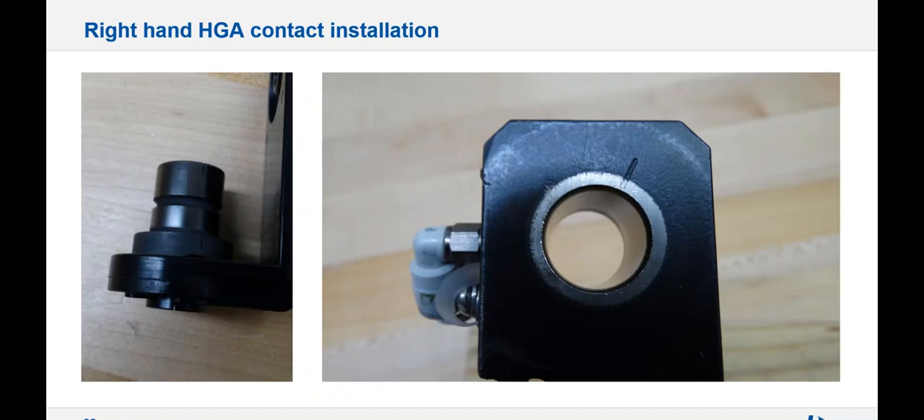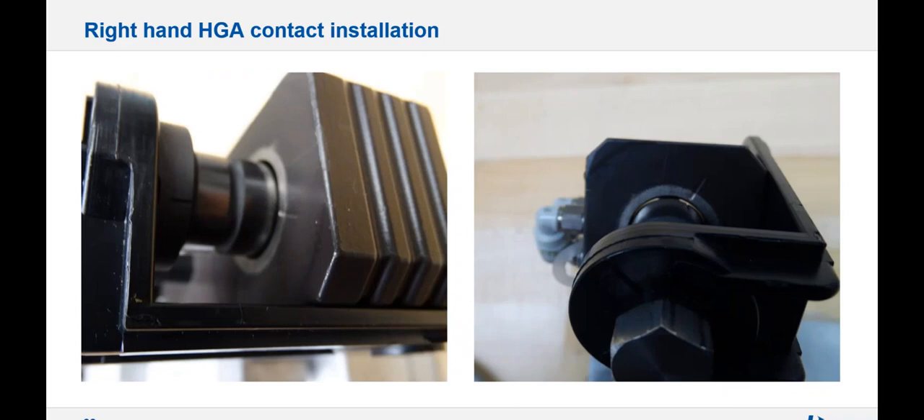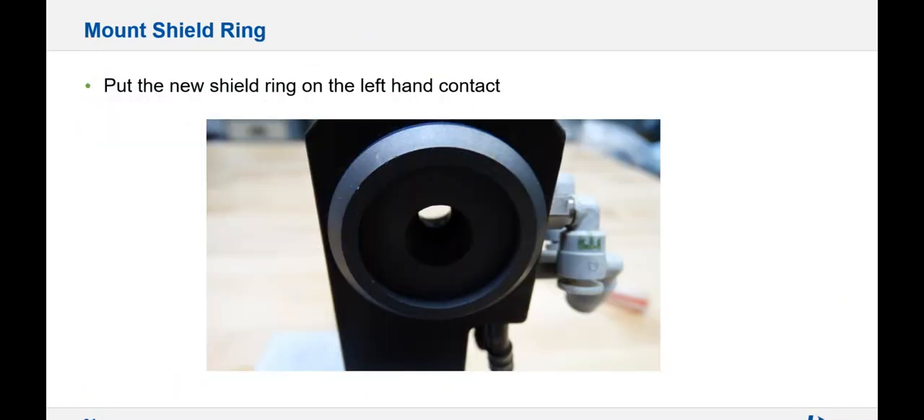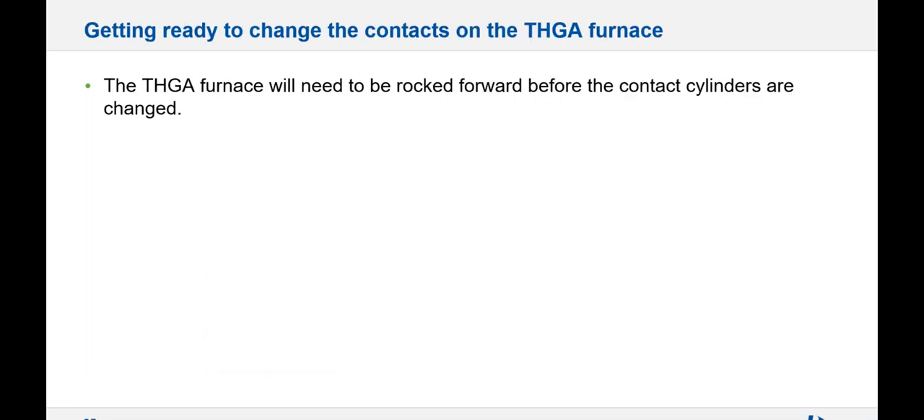And then this is a picture showing you the alignment mark. On the left, you see the alignment mark on the contact cylinder, and on the right, you see the alignment mark on the furnace itself. And then here's another picture of the alignment marks of the contact cylinder and the furnace itself. So again, it's going to move a little bit, but you try to have it move as little as possible because you want that hole in the contact cylinder to be in the right position. And then you put the new shield ring back on the left-hand contact, so that the gap between the two contacts is covered.